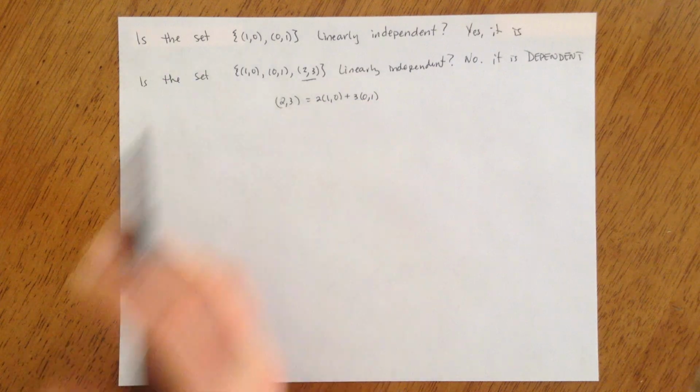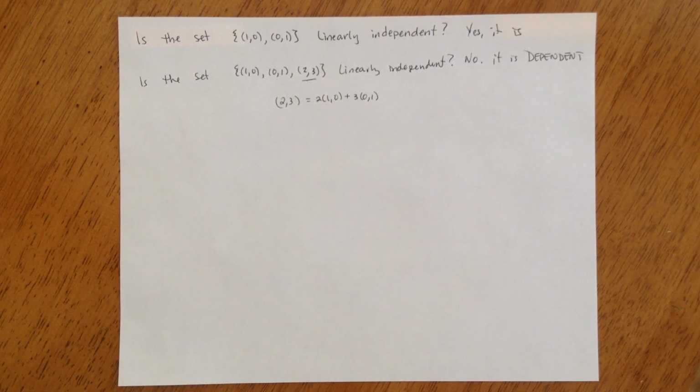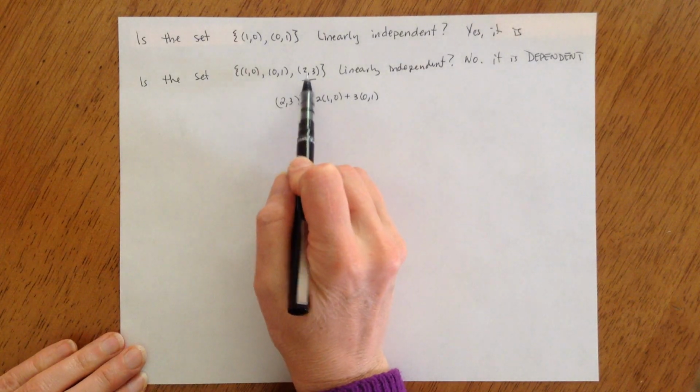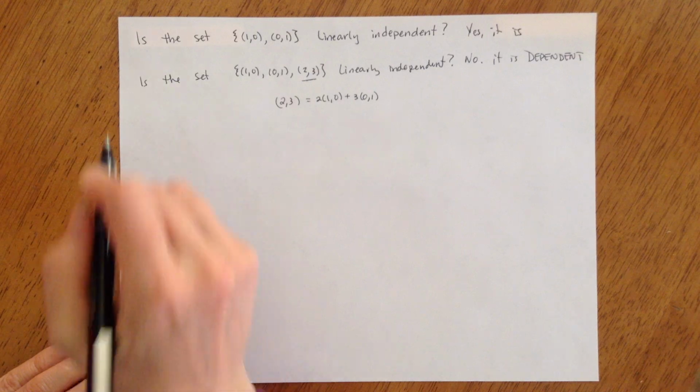So this set is not as efficient as it could be. It has more vectors in it than it needs to contain all of the information that it contains. So adding this didn't add any information to this set.